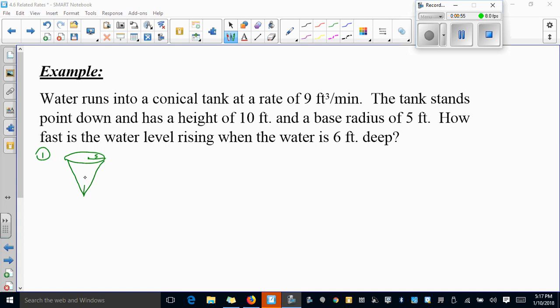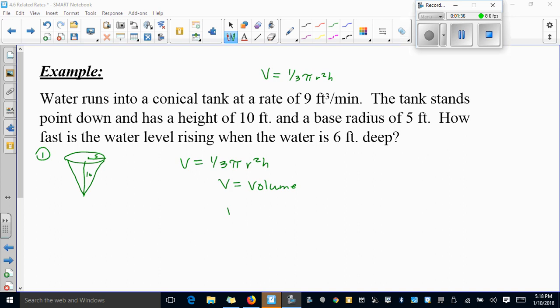So we have our picture. We have our formula. Volume equals 1/3 pi r squared h. So V is going to be volume, R is going to be radius, and H is going to be height. So let's go ahead and assign variables. Let's assign our values. So this is step 4, because step 3 is going to come up here in a minute.